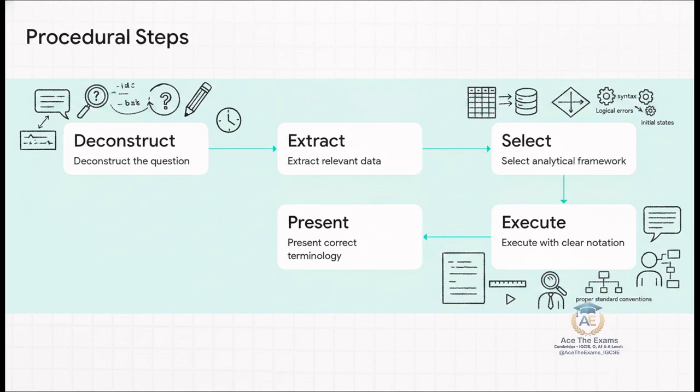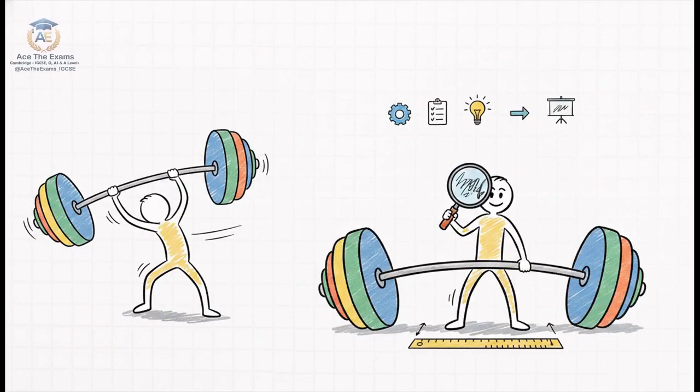Step 4. Execute with clear notation. When you write out the corrected algorithm, use proper, standardized conventions. Step 5. Present with correct terminology. Please, never say the box that asks a question. You have to say the conditional statement or the selection construct. Professional terminology is non-negotiable.